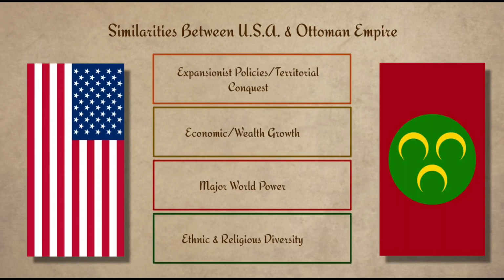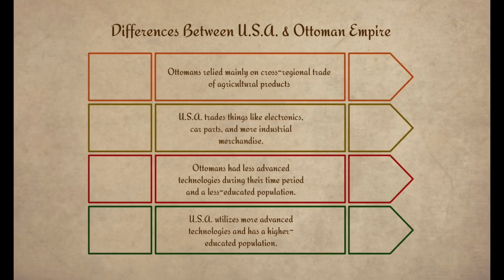The Ottoman Empire and the United States have many things in common. One is their expansionist policies. Both countries at one point worked to expand their region through wars, raids, and more. Both have served as economic world powers, and finally, they are both or were home to people from all different backgrounds. The two also have some major differences.